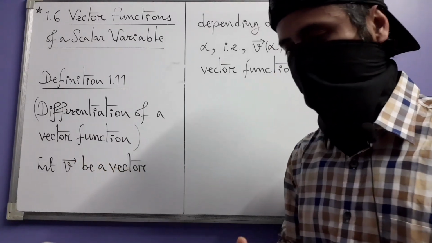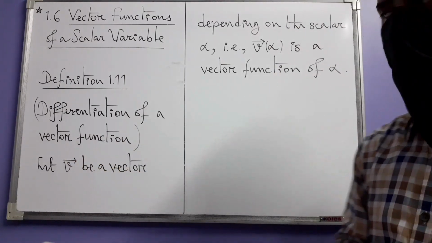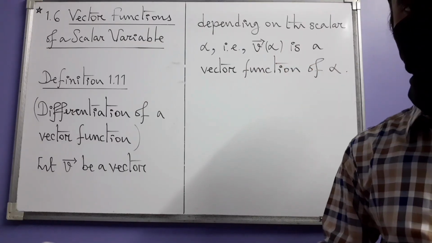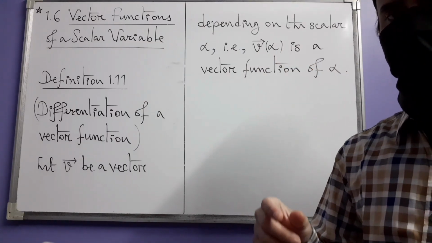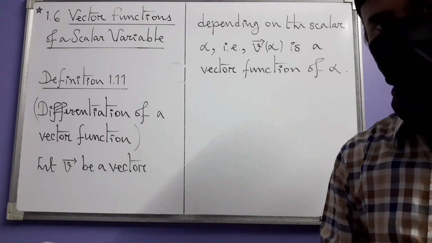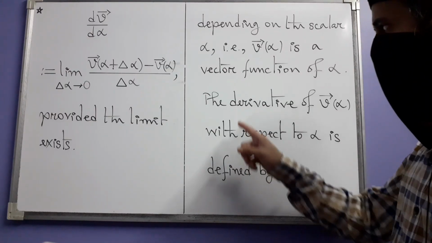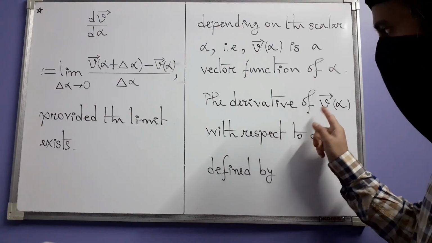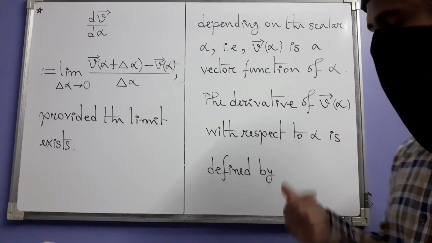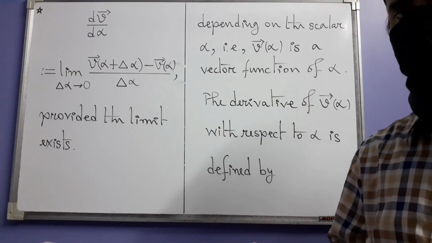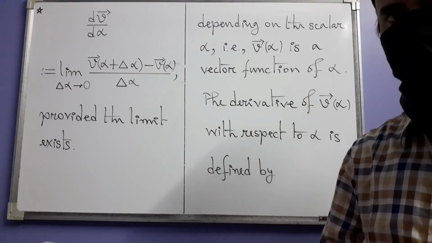So this is not necessarily a constant vector. And as such, it's a function of that alpha. Because the values of this function are vectors, it's a vector function of the scalar variable alpha. Then the derivative of this function with respect to its independent variable alpha. You see, the function is a vector function, but the independent variable is a scalar.